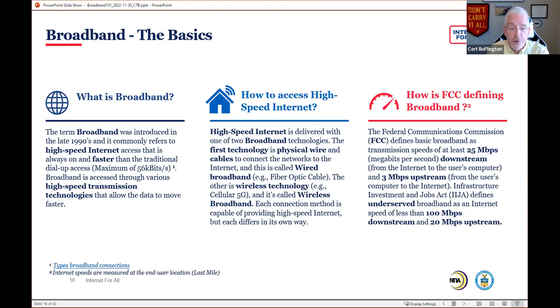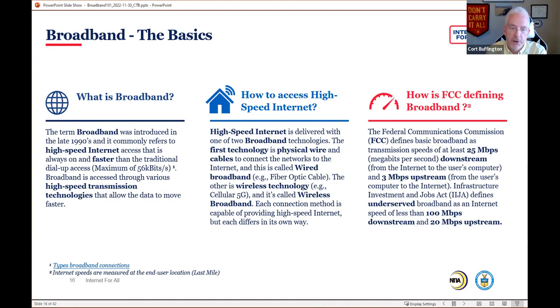We don't get into too many conversations about this stuff without talking about how the FCC defines broadband. Currently the FCC defines broadband as a transmission speed of at least 25 megabits per second downstream, that's from the internet provider to the end user, and 3 megabits per second upstream, that's from the user's computer or home up to the internet.